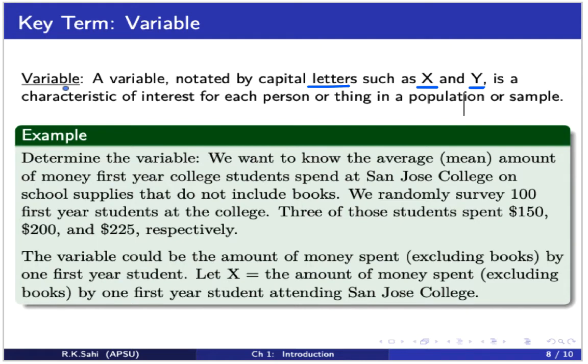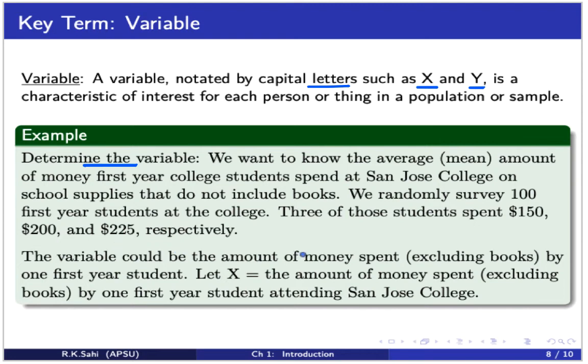So let's look at an example here. We would like to determine the variable. We would like to know the average amount of money first-year college students have spent at San Jose College on school supplies which do not include books. Randomly, 100 first-year students were surveyed at the college, and 3 of those students spent $150, $200, and $225 respectively.